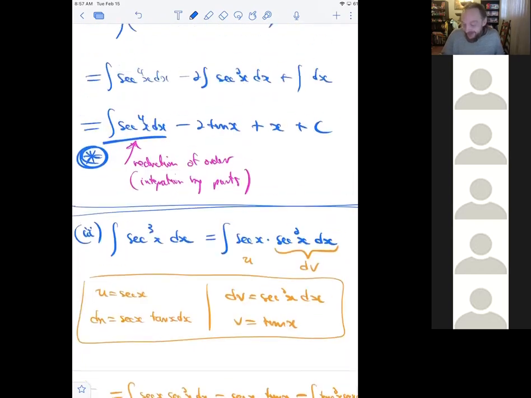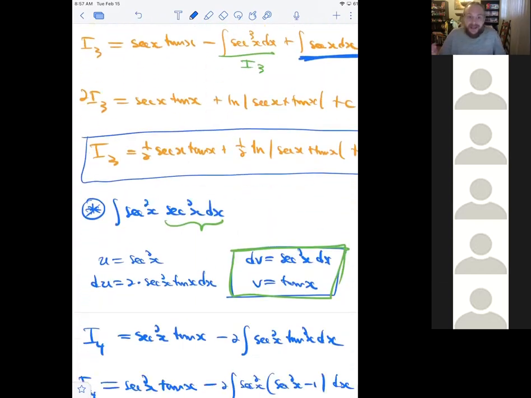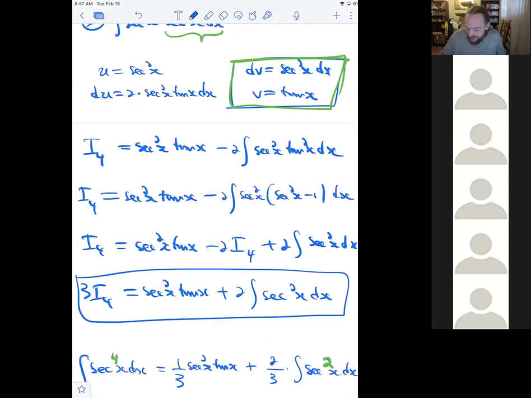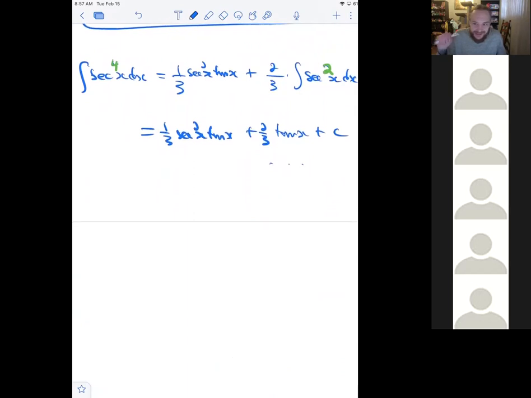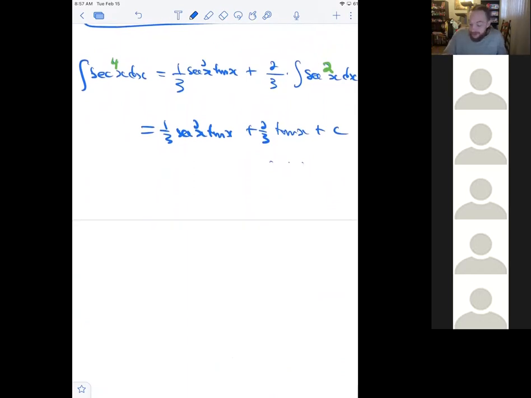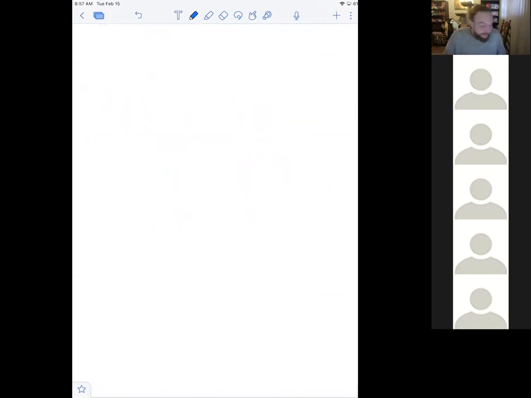So in theory, this is the case when you have even tans or odd secants. You want to use a reduction formula. Turn everything into secants is what I do, and then get rid of it. Again, if you have an odd tan, then you're in business because you can just do one of the first techniques.